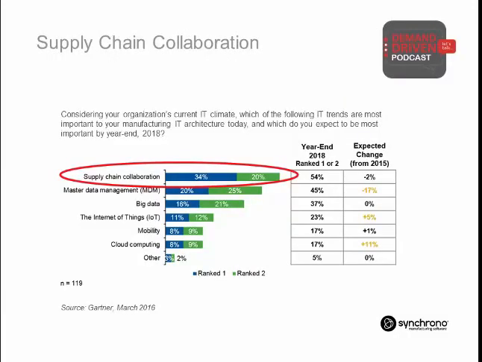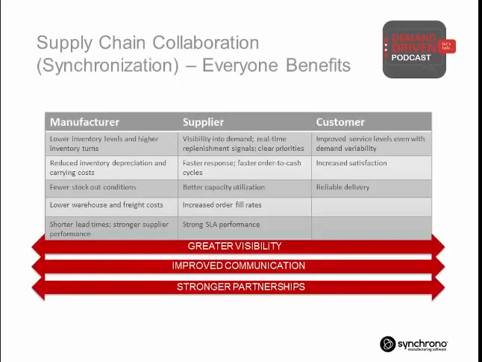Just anecdotally to validate what we've been discussing, Gartner and other industry experts report hearing from manufacturers a strong need for greater collaboration and visibility across the supply chain. Here you see that they're ranked number 1 and number 2. So John, here's a snapshot of the benefits of greater supply chain collaboration and synchronization. How would a manufacturer go about creating a more collaborative supply chain? Are there best practices for doing such?